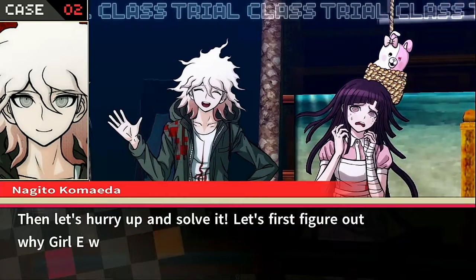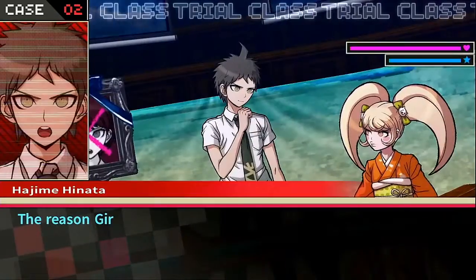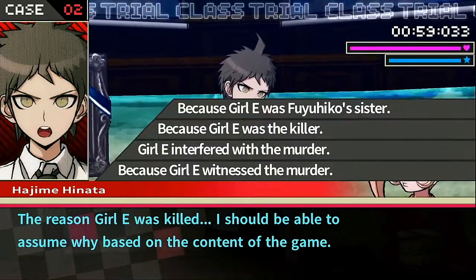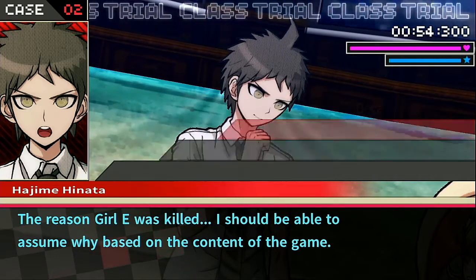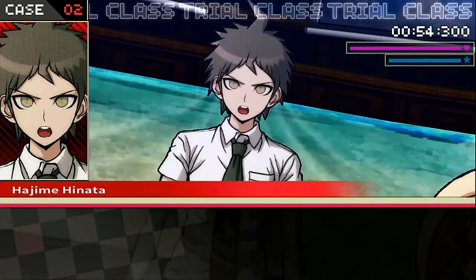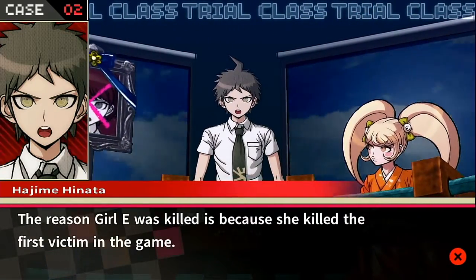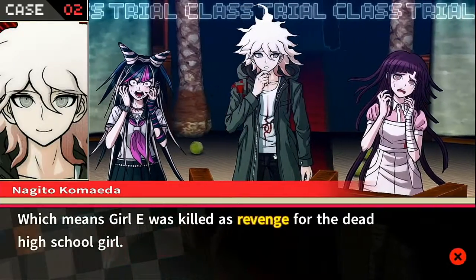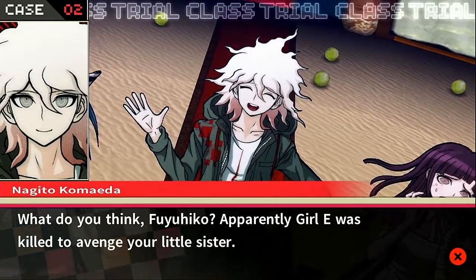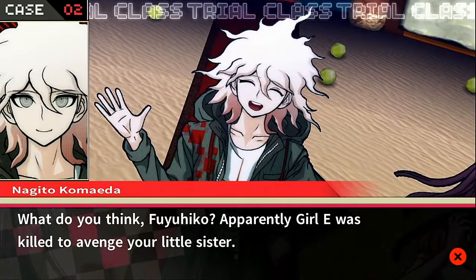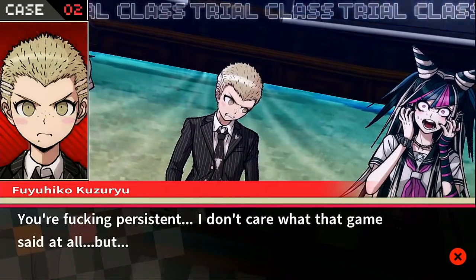Then let's hurry up and solve it! Let's first figure out why Girl E was killed. I see! The reason Girl E was killed is because she killed the first victim in the game. Which means Girl E was killed as revenge for the dead high school girl. What do you think, Fuyuhiko? Apparently Girl E was killed to avenge your little sister. You're fucking persistent. I don't care what that game said at all.